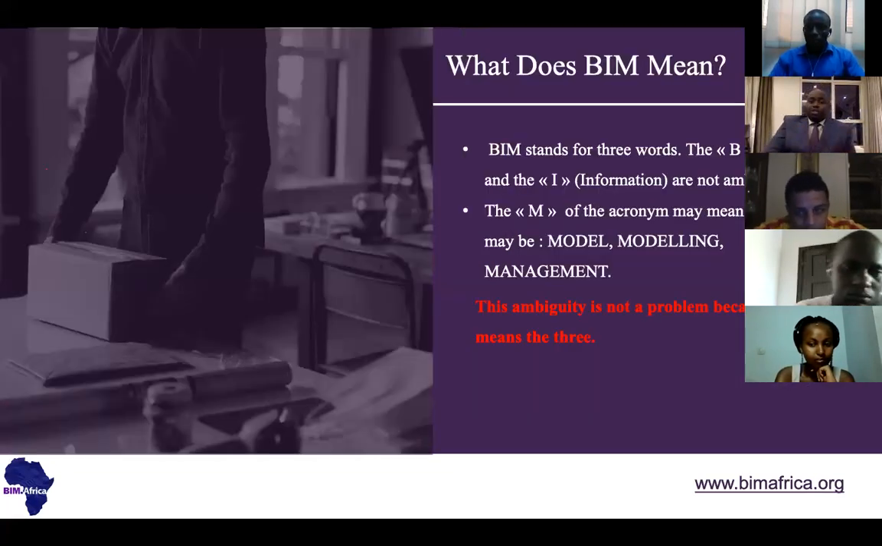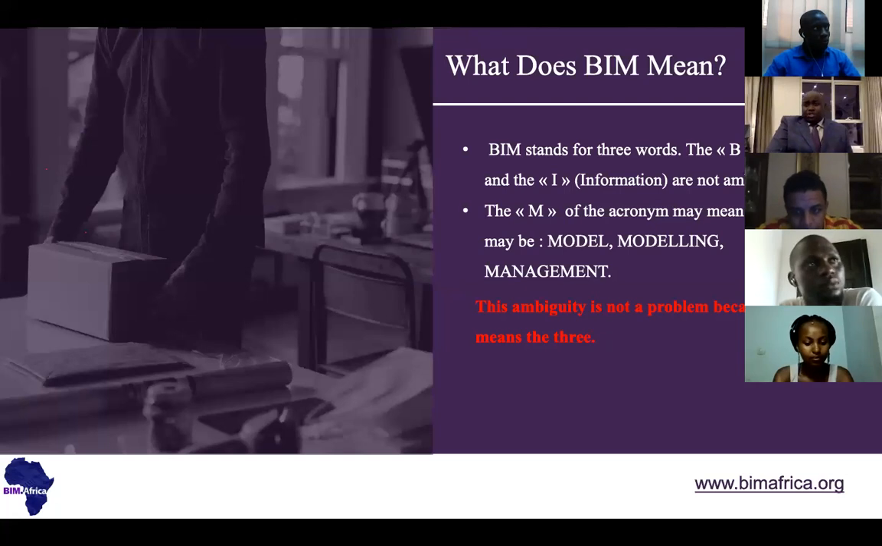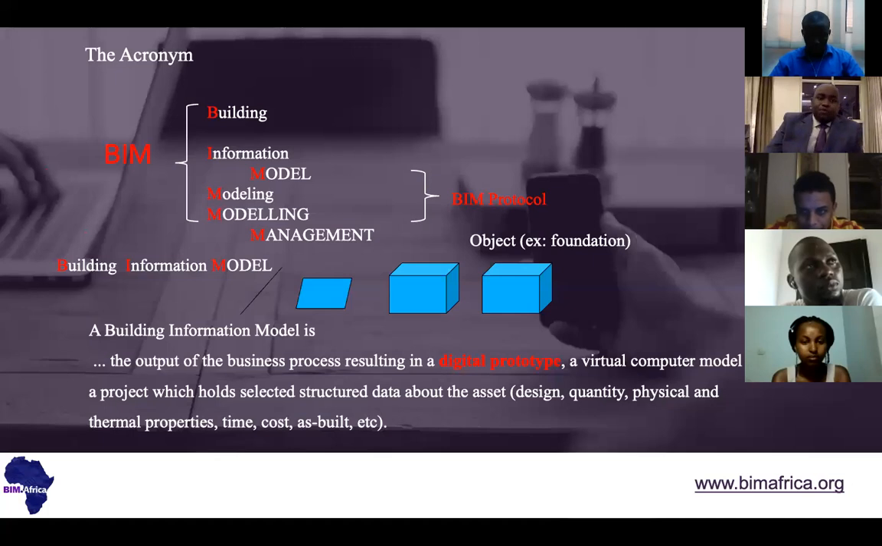So what does BIM mean then? BIM stands for three words. The building and the information are not ambiguous. The M of the acronym may mean, as the case may be, model, modeling, or management. The ambiguity here is not really an issue, because modeling, model, and management are all what the M in BIM stands for. It's all encompassing. So the acronym, building information modeling, all about the modeling, model, management, they are all the BIM protocols.